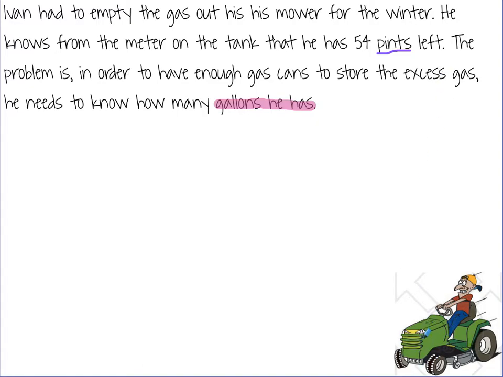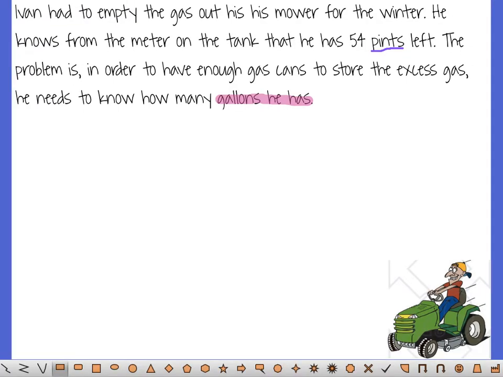So that's the gas that he has left over after a summer of mowing, because it never works out where you mow the lawn and you run out of gas and the winter comes. It just never works that way. So you know you have 54 pints, and that's what you're working with. And you have to go from pints to gallons.